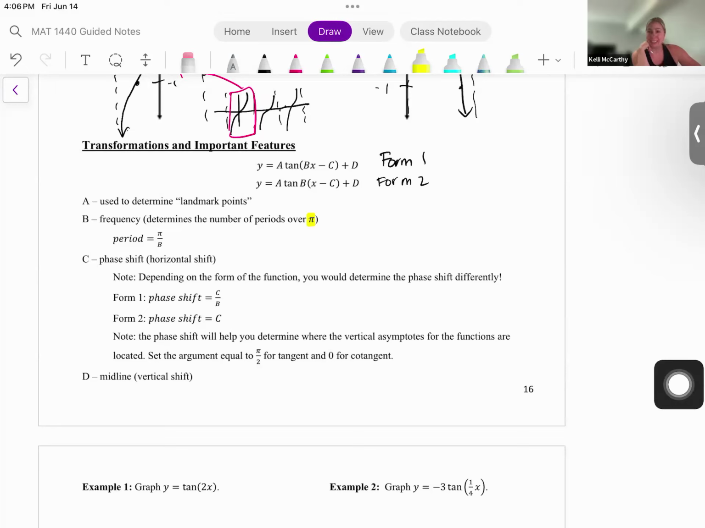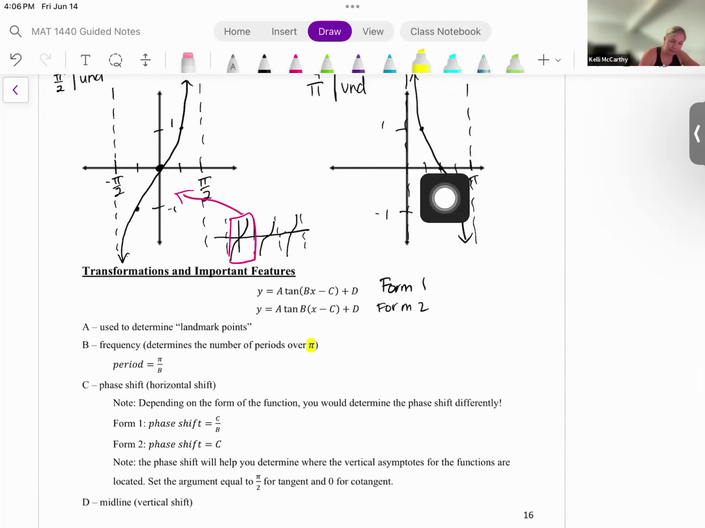And we're going to use the same idea of the phase shift helping to determine where the vertical asymptotes for the function are located. We're going to set your argument equal to pi over 2 if it's tangent to find that first asymptote, or 0 for cotangent to find that first asymptote. And then D is our midline, again, just that vertical shift up or down. And that's really going to help us identify this midpoint here.